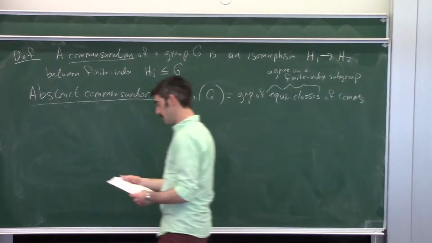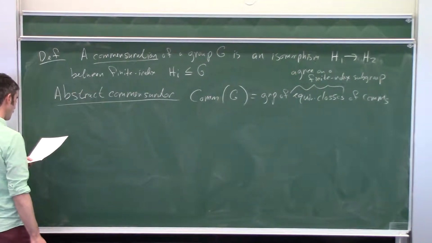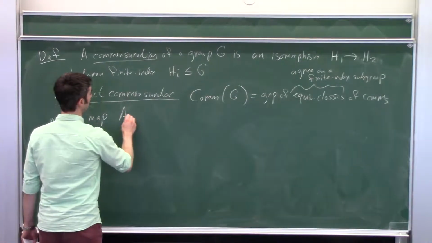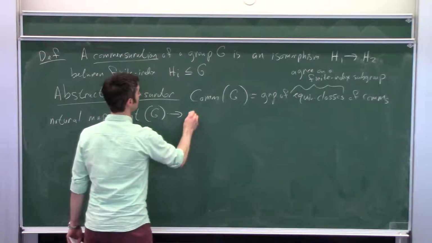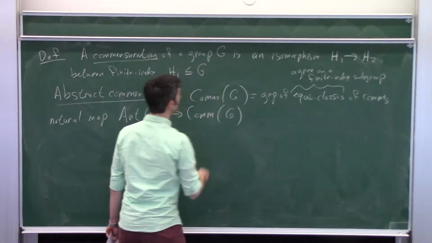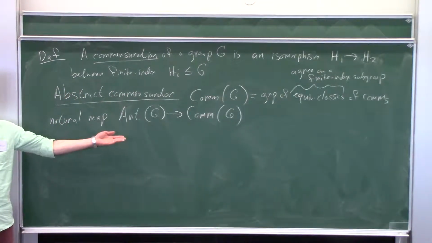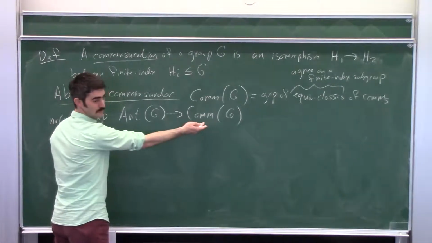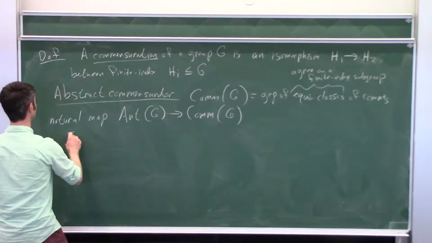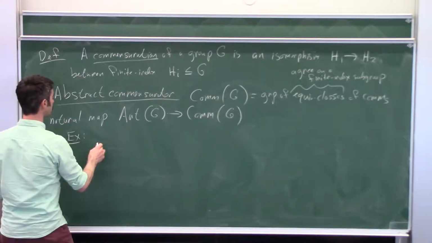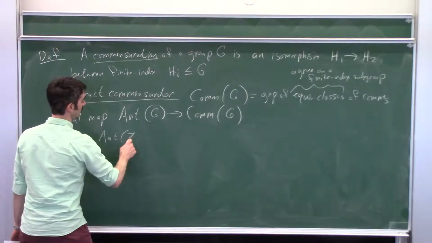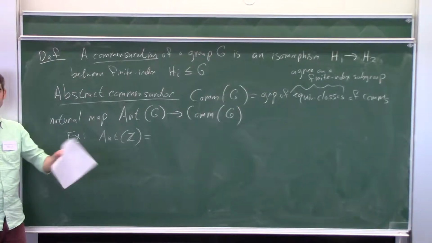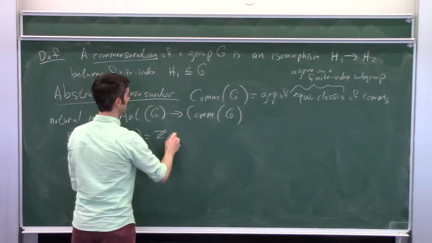And just to give you a little bit of flavor about it, you have a natural map from the automorphism group to the abstract commensurator of the group, because any automorphism of the whole group itself is a commensuration. That's fine, so you get a map like that. But generally, this group you might expect to be a lot bigger, perhaps. So for example, for the automorphism group of the integers, well, it's not very many automorphisms. I can either just do the identity or flip. Okay, so that's Z mod 2Z.